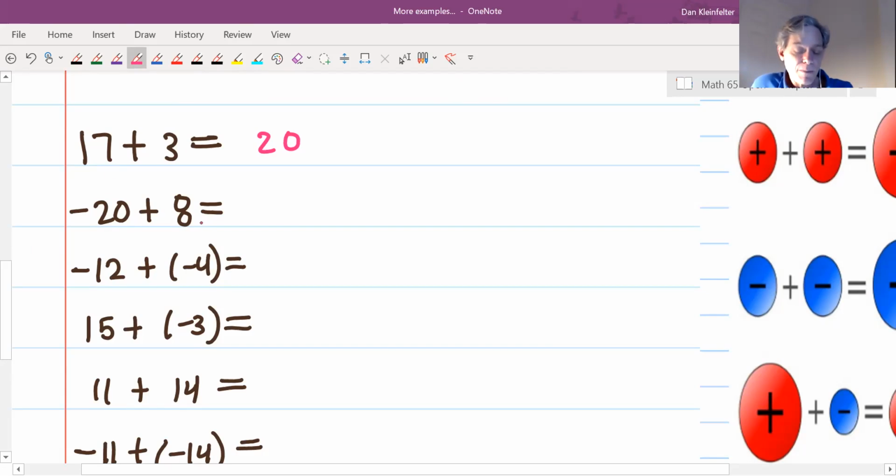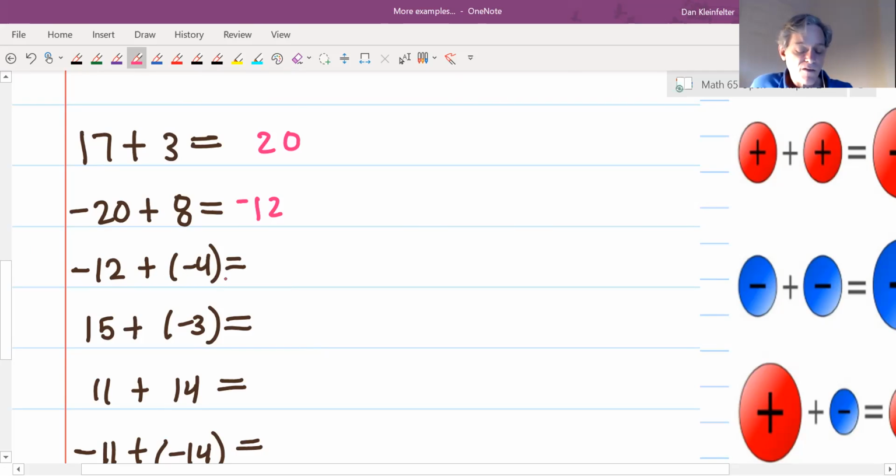Okay, negative 20 plus 8. Here we're adding together two numbers. The signs are different, and so we will subtract their absolute values. So negative 20 plus 8, that is going to be 20 minus 8, which is 12. We're adding together two numbers that are different in sign. The one with the bigger absolute value is the negative one, so we would have negative 12.